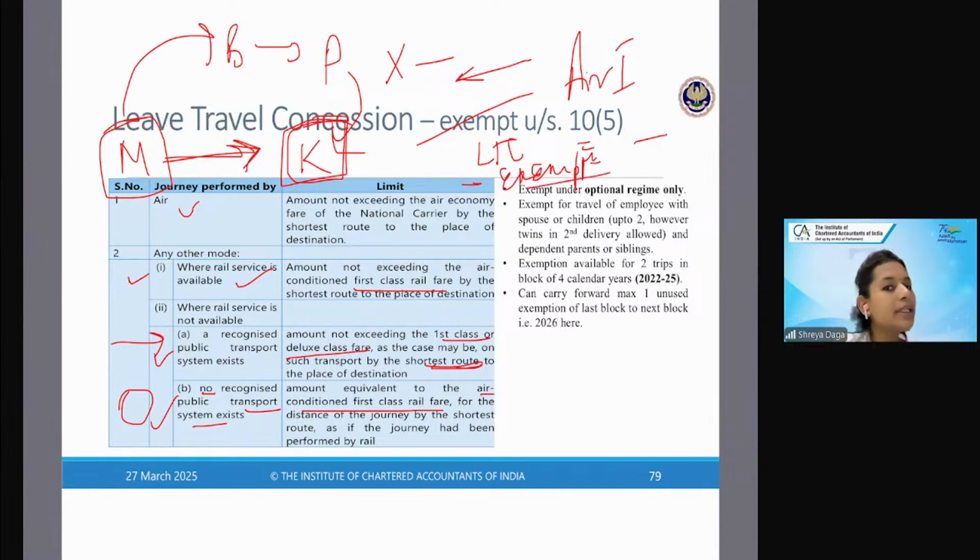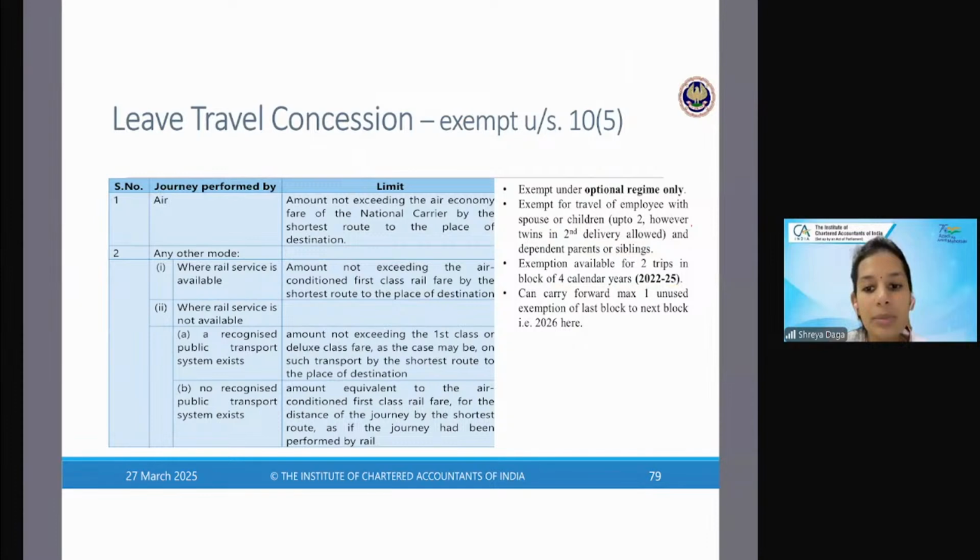How you calculate the exemption is based on which mode of journey has been taken. How many people you will get it for is based on the family definition. Only for these many people you will get it. How many times you will get it is a maximum of twice in this block. And if you have one unused, then you can take it to the next block, which is 2026. Okay, let's do a sum, you will understand.